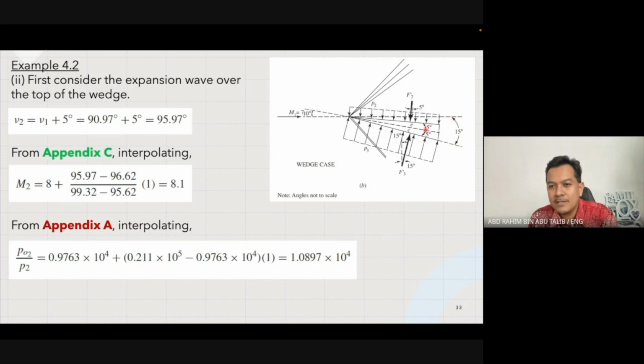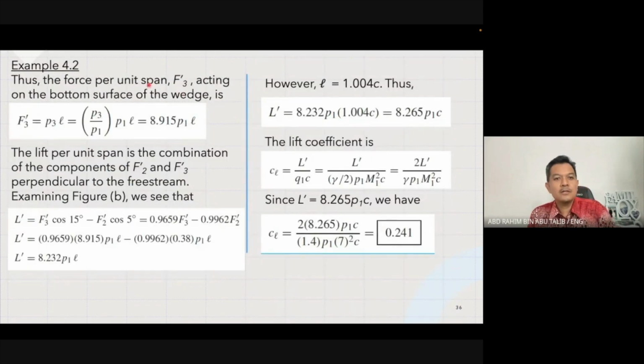All right. It's a little bit tricky over here, where you have to ensure the angle now is no longer 5 degrees, it is no longer 10 degrees, it is 15 degrees because of the wedge there, right? So this is considering the top surface. So the force per unit span F3 acting on the bottom. Now we want to consider the bottom surface. Earlier it is on the top surface, right? So what happened on the bottom surface of the wedge? So you get F3 equal to P3 L, the length of the wedge. So you can obtain 8.915 P1 times the length of the wedge.